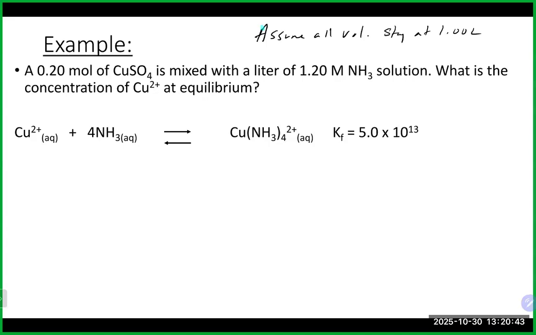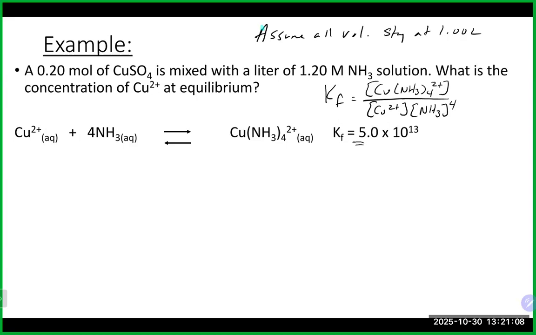So the first thing we have is our KF value here, and we can write our KF expression like normal. So it's going to be our products, which is our complex ion, divided by our reactants, which is our copper 2 and our NH3. And once again, we do need to take it to the 4th power because of the coefficient.